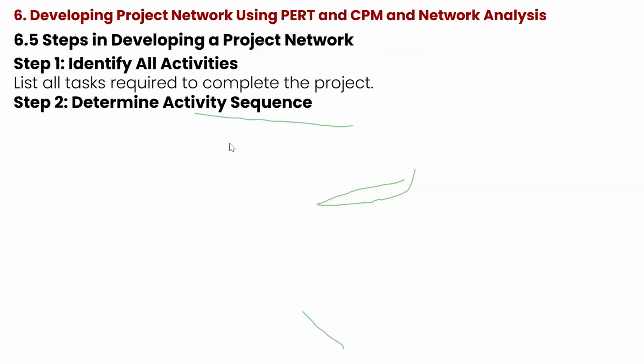Step 2, you also have to determine the activity sequence. Identify which activities depend on others. There are some activities that don't depend on other activities. They are standalone. I'm going to show you that as well. So, activities that depend on others and activities that are standalone, you have to determine that.